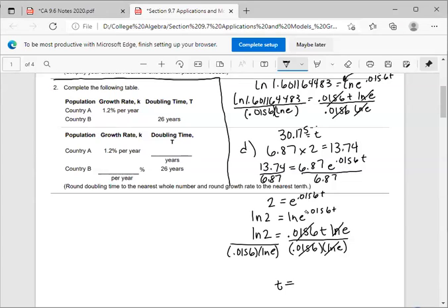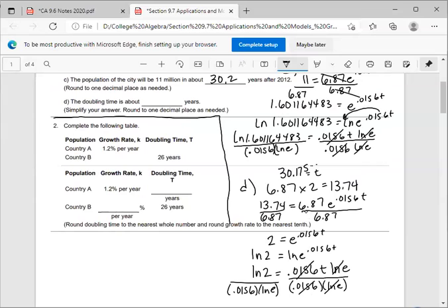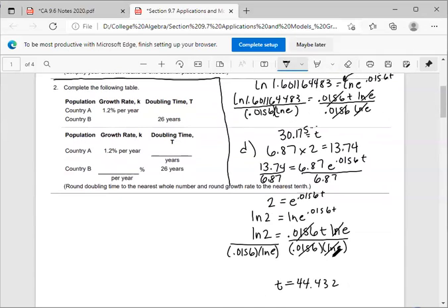So my answer will be whatever the natural log of 2 is divided by 0.0156, because the natural log of e is just 1. I'm getting 44.432, which we said our answer should be somewhere in between 44 and 45. So 44.4. All right. Okay. Are you guys okay with that? Okay.